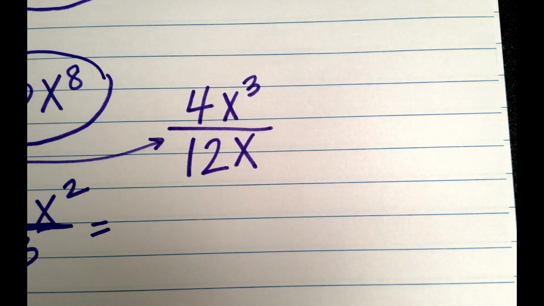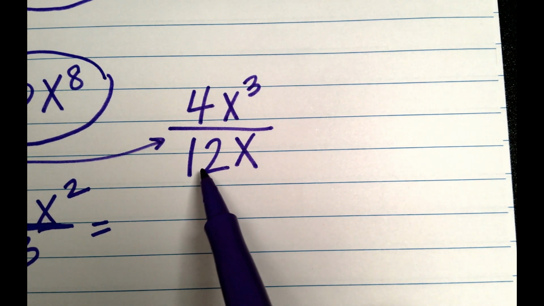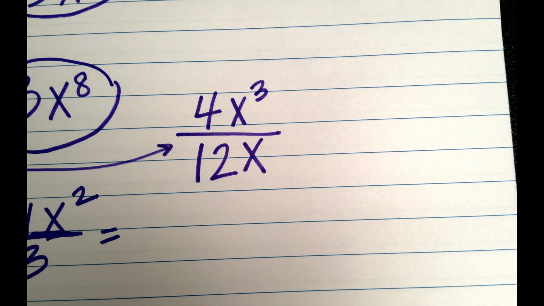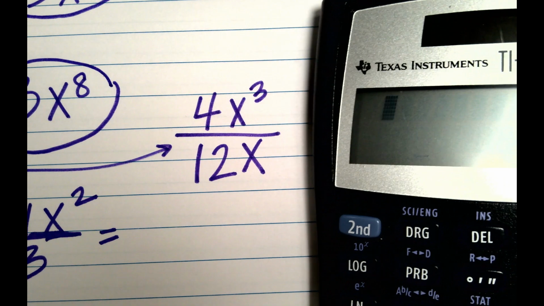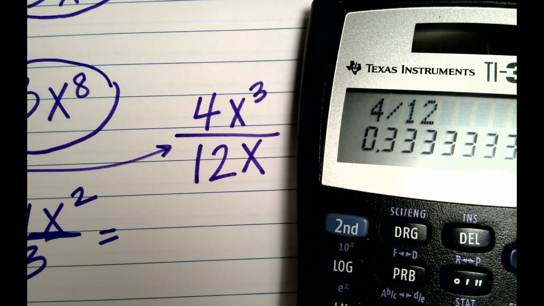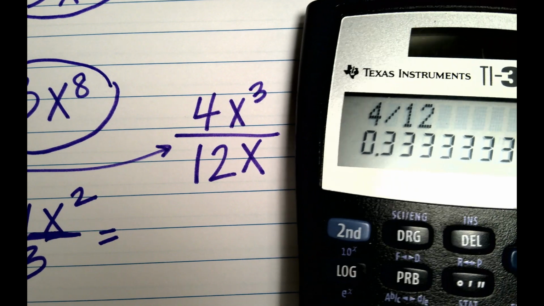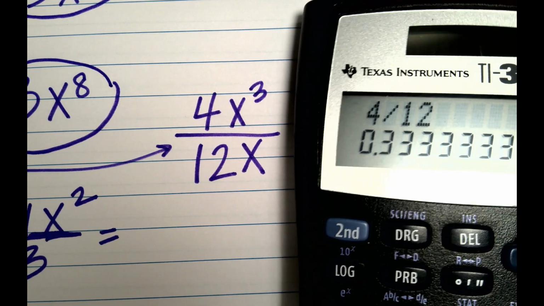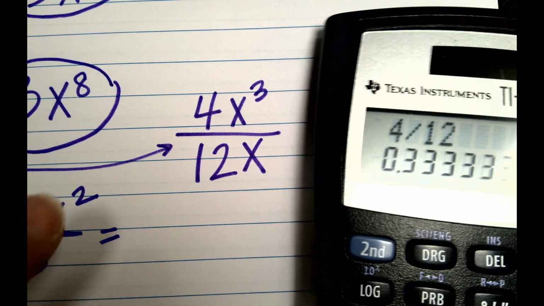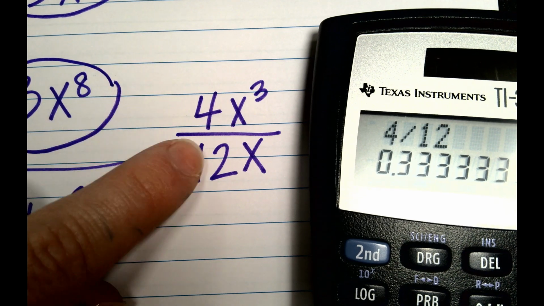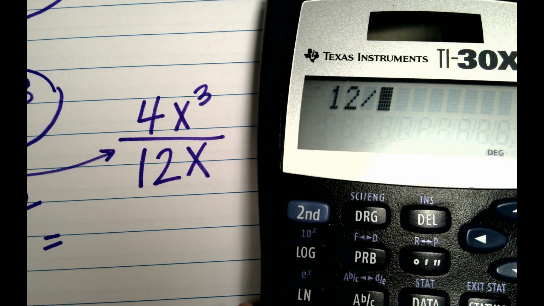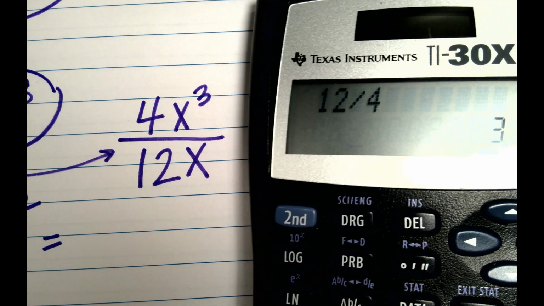So I have 4 divided by 12 first. Now, an issue that you may have run into is if you do 4 divided by 12 on your calculator, you're going to get a decimal, 0.3 repeating. What could we do in this situation? Yes, we can flip it and think of it more as 12 divided by 4. Let's try that. 12 divided by 4, which is 3.